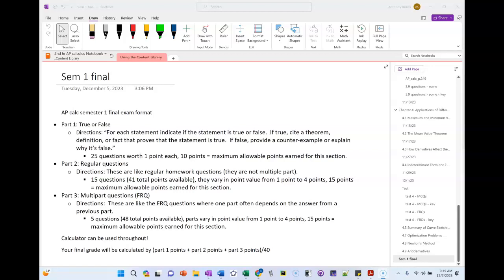You need to earn 15 of them for full marks. That's the most points you can earn from that section is 15. There's 41 points available. You can pick and choose what you feel best about. Do the stuff that you know first. Skip the stuff you're unsure about. Your job is to try to collect 15 points from that section.